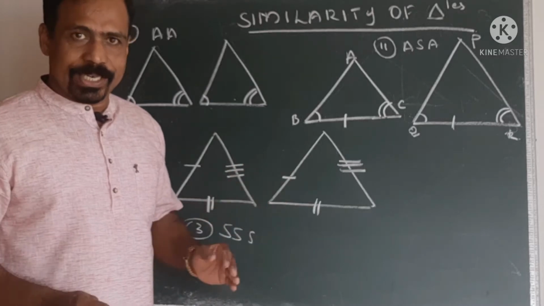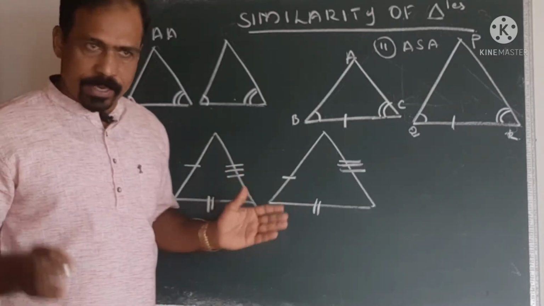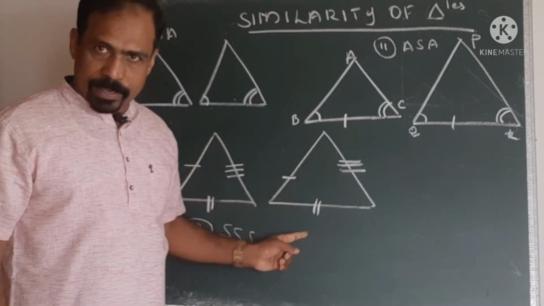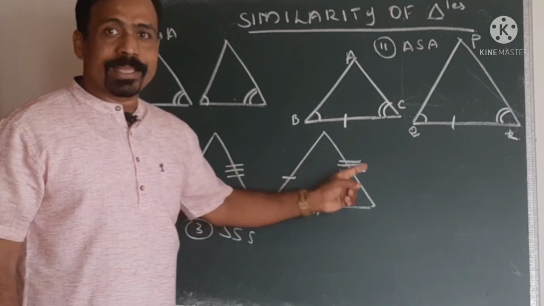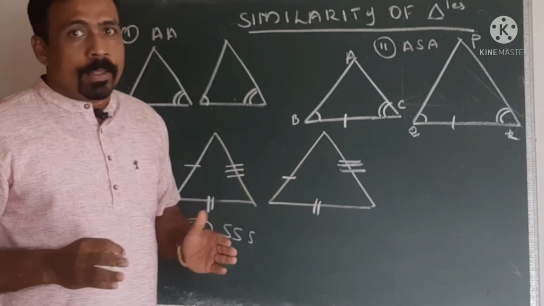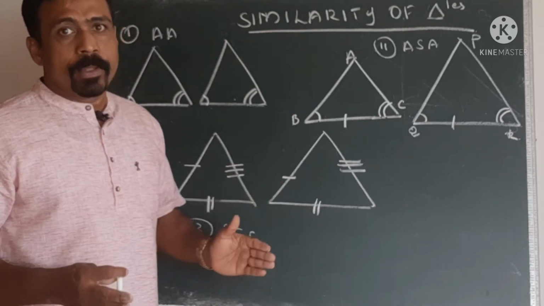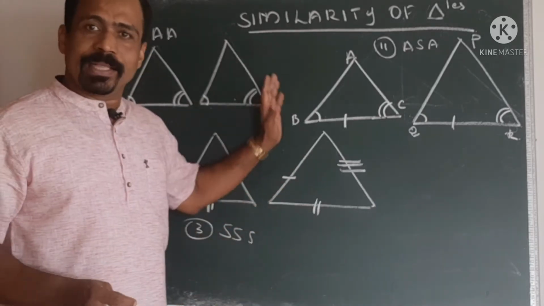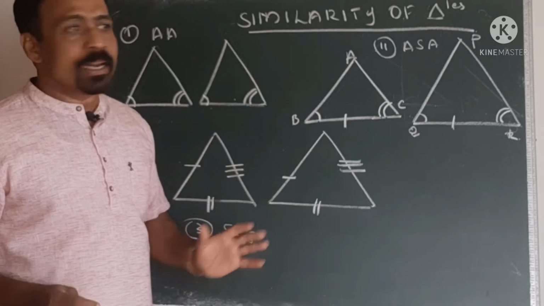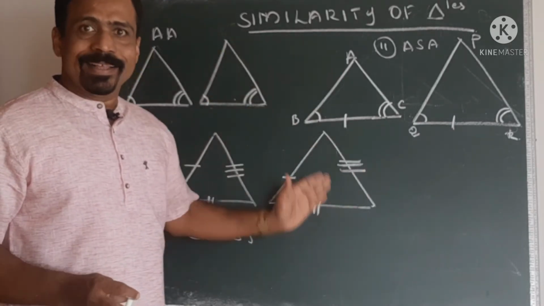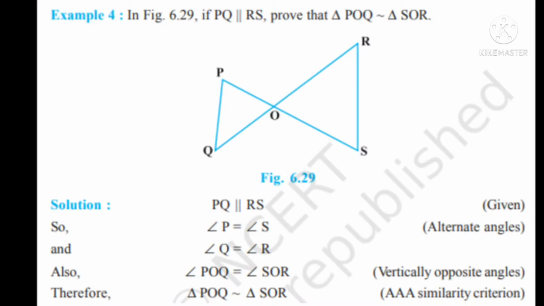Now the third condition is side side side. That means two triangles are similar if their corresponding sides are in proportion. It can be equal, but it should be in proportion. Basically, these three criteria are there for ascertaining the similarity of triangles. Now let us do example 4.